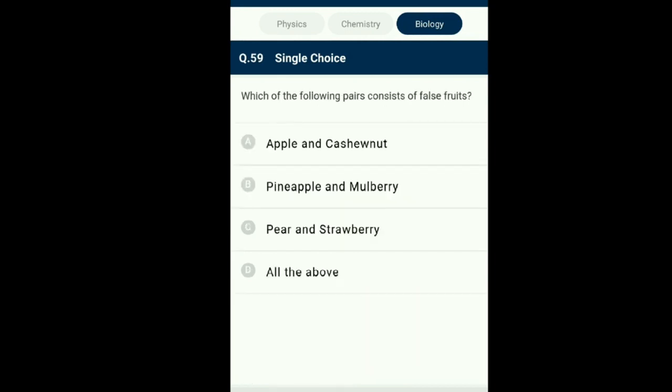Question number 59. Which of the following pairs consist of false? The unfertilized mature ovule containing the embryo surrounded by a layer of hard coat is generally called seed, while the ovary in flowering plants develops into fruit after fertilization. Fruit is a characteristic feature found in flowering plants. Fruit formed from a group of flowers or inflorescence is called multiple fruit or composite fruit. Each flower of the inflorescence produces a fruit, but all join or fuse into a single mass. Example, pineapple and mulberry. So the answer for this question is the option following pairs consist of false fruits.